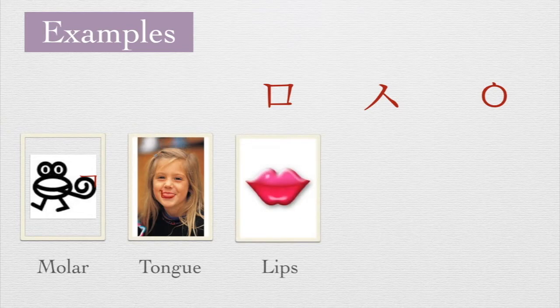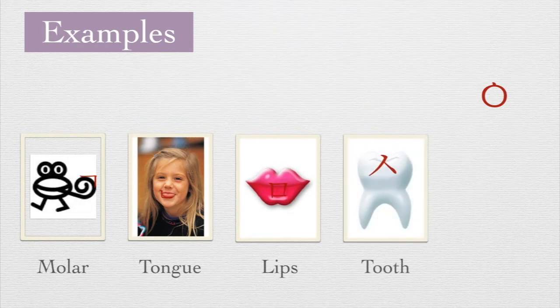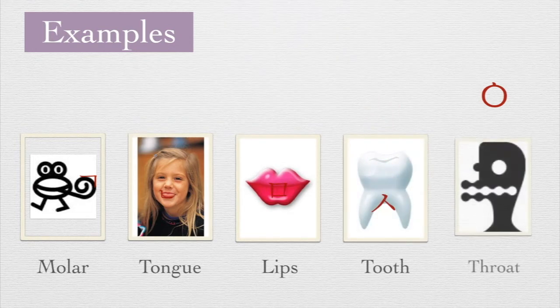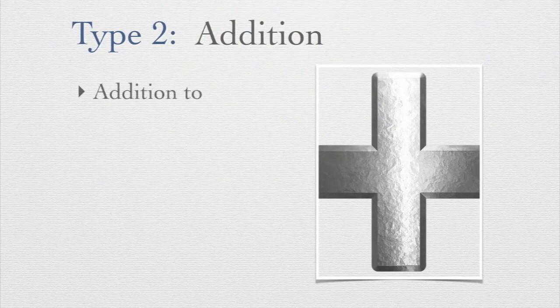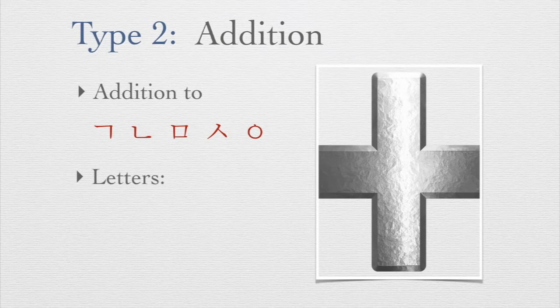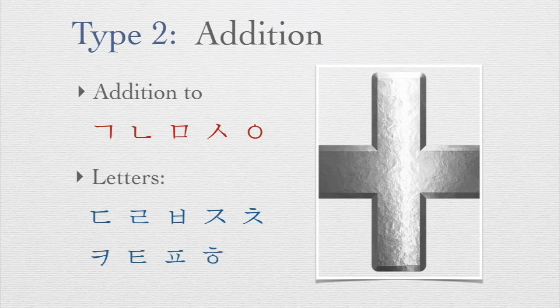미음 is the shape of lips. 시옷 is the shape of a tooth. Finally, 이응 is the shape of the throat. Next, based on those 5 consonants, add additional lines to make the rest of the basic consonants 디귿, 비읍, 지읒, 치읒, 키읔, 티읒, 피읍, 히읗, except for the letter 리을.